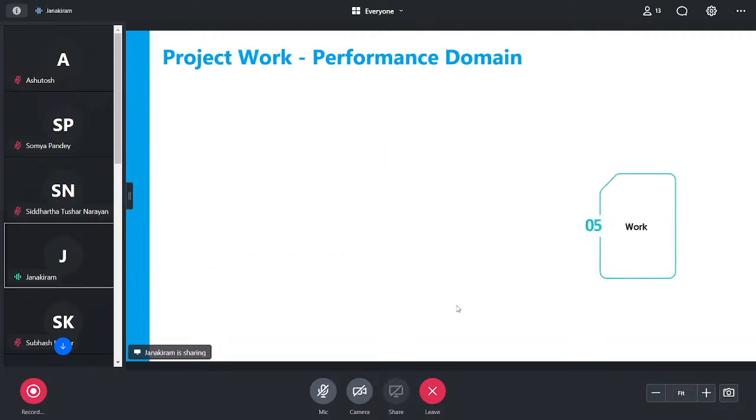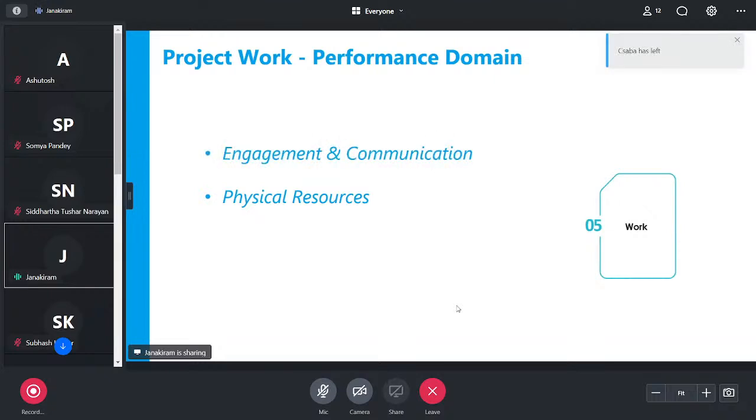So your project work, the actual work that is getting done in the project, is also a performance domain, particularly managing the physical resources. When you talk about physical resources, we'll talk about procurement as well. So engagement and communication of stakeholders is also part of your project work. Procurements, physical resources and procurements go hand in hand.